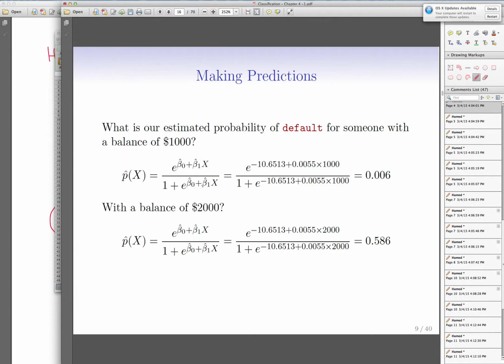How about $2,000? For $2,000, we do the same thing, but instead of 1,000, we replace it by $2,000. And what you get is 0.586. That means the odds of default, if you have balance of 2,000, is around 58.6%.